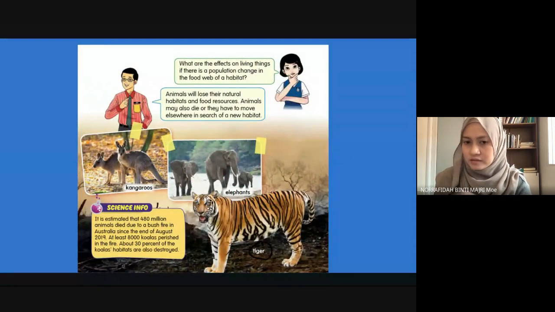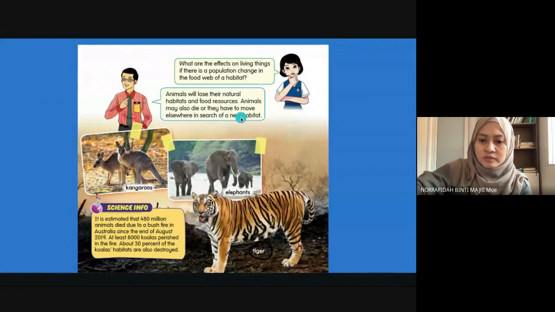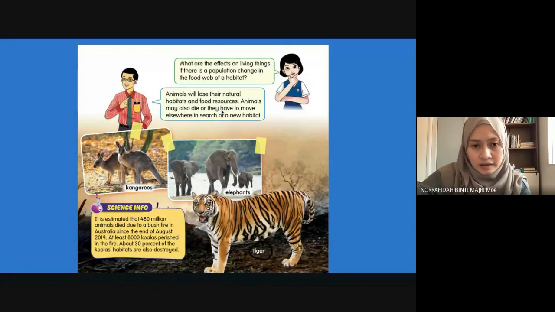Next page. What are the effects on living things if there is a population change in the food web of a habitat? Animals will lose their natural habitats and food resources. Animals may also die, or they have to move elsewhere in search of a new habitat. What will happen? Apa akan terjadi? Haiwan akan kehilangan tempat tinggal dan juga sumber makanan.